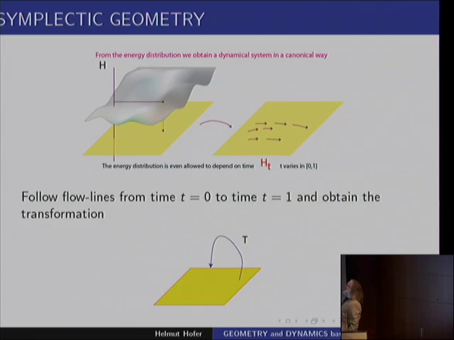So out of energy you can produce these arrows, and when you have these arrows you can construct the flow lines. And you can even look at time-dependent energy fields. You get time-dependent families of such arrows, and you can compute the flow lines, and you get these input-output machines. And that's essentially the only way you can do it.